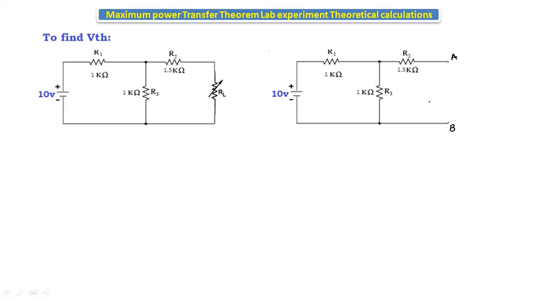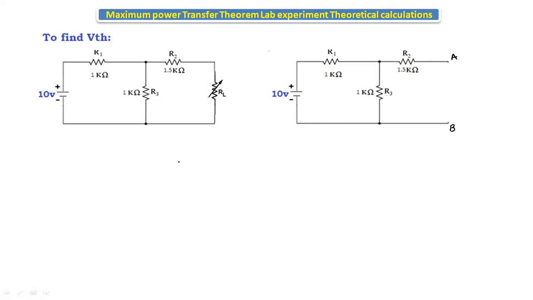Now let's find out VTH. Here loop 1 is a closed circuit, but in loop 2 there is an open circuit. The current passing through the open circuit terminal is 0, so the current passing through the 1.5 kilo ohm is 0. From this we can say that the voltage drop across this 1.5 kilo ohm resistor is 0, as the current passing through this loop is 0. So whatever voltage appears across the other resistor is nothing but the open circuit terminal voltage.